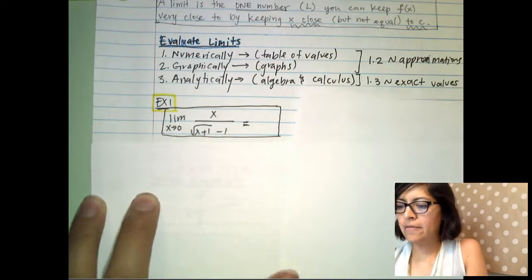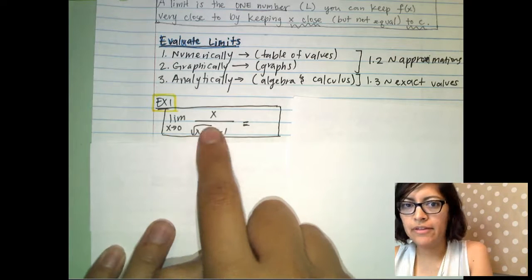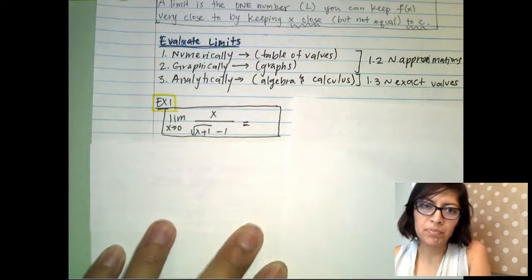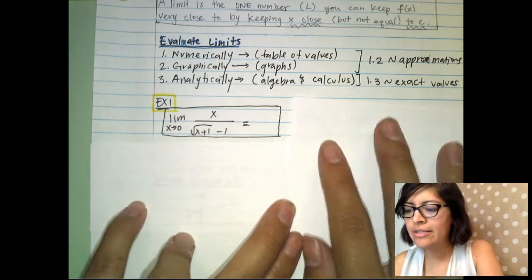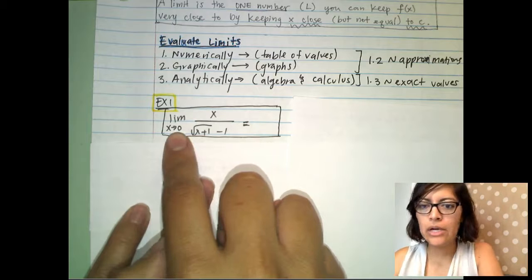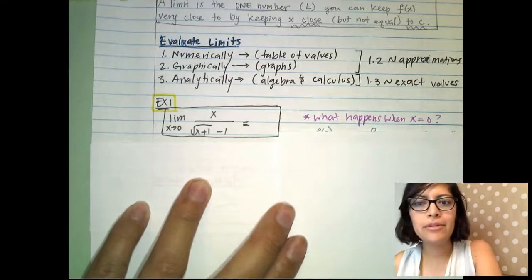So here's our first example. We're trying to find the limit as x approaches 0 of this function, x over the square root of x plus 1, minus 1. The first thing that you should try to do is to see, okay, what happens when x is equal to 0? What's the behavior? So let's look at it algebraically first.